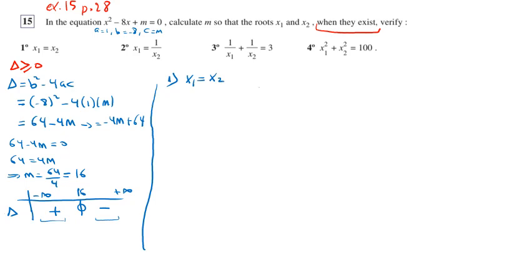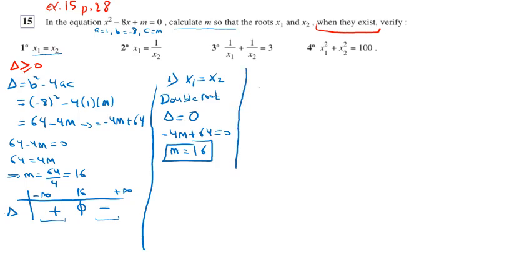Part 1. x1 equal to x2. What do you mean by x1 equal to x2? It means that it is a double root. If we have a double root, then delta will be equal to 0. Where is delta? It is minus 4m plus 64 equal to 0. Then m equal 16. So the question is calculate m if x1 is equal to x2. Then m is equal to 16, since delta is equal to 0.